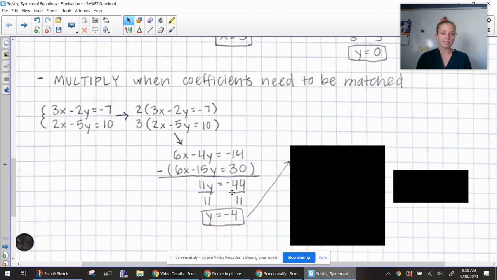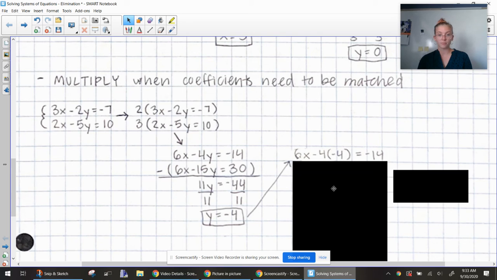We'll divide both sides by 11, and y equals negative 4. Now I can choose any of these equations to substitute in this y equals negative 4. I could choose the first one, the second one, or the ones that were multiplied. I chose this one, 6x minus 4y equals negative 14. Just goes to show that you can choose any of those four equations.